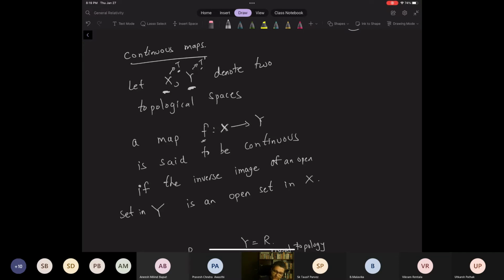The map is continuous if the inverse image is, that is, if I have some X, and the elements of X map to something in Y, and they may not map to all of Y. It may not be an onto map. So they may cover only some region of Y.